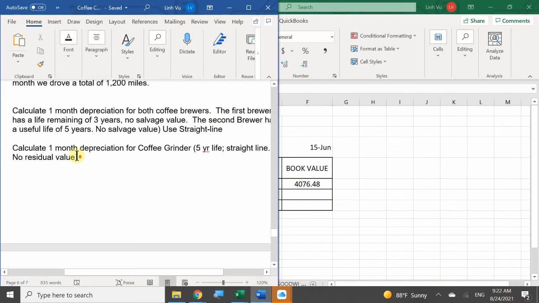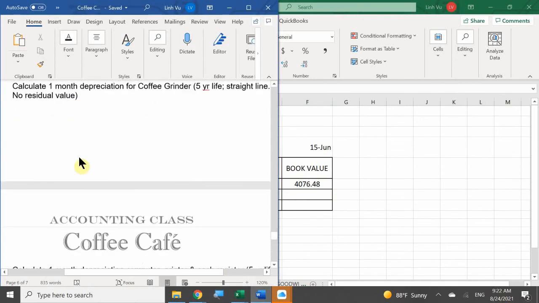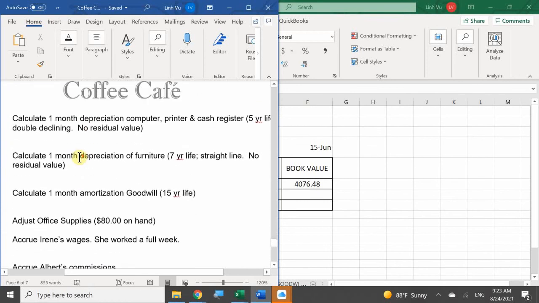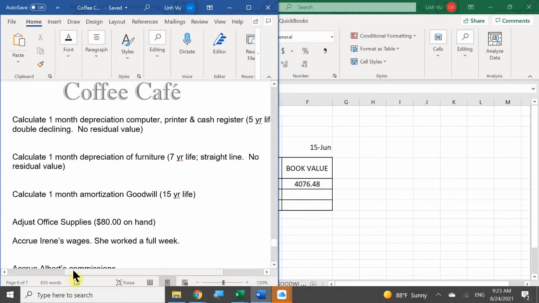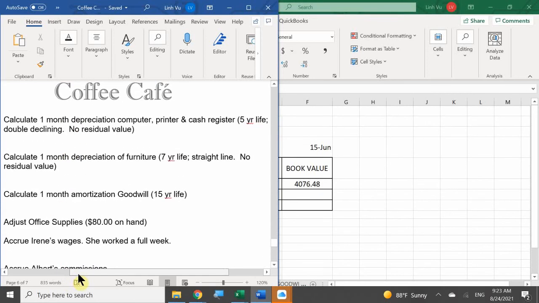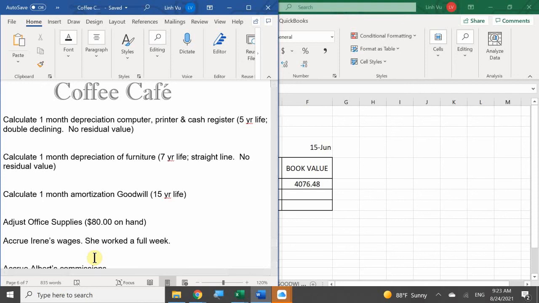So let's take a look. What is next? Now it says right here, you're going to calculate 1 month of depreciation for the computer, printer, and cash register. 5 years, double declining, no residual value. So 5 years, double declining, no residual value for the computer, printer, and cash register.